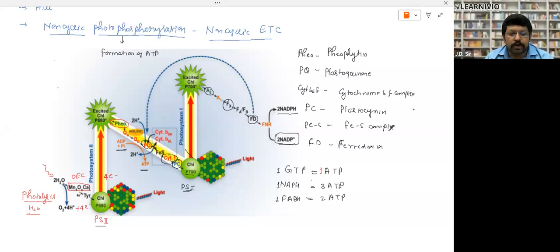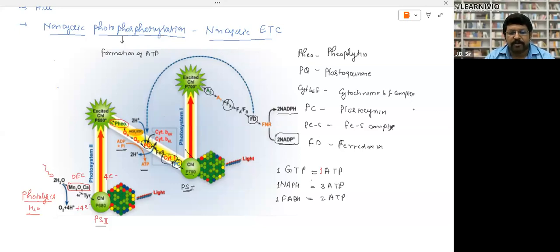Everything that I have encircled you need to note down in your notebook. The rest you can leave. When the electron passes through plastoquinone and the cytochrome B6F complex, formation of ATP takes place from ADP. Then finally, plastocyanin gives the electron to P700, photosystem 1. Again, photosystem 1 takes energy from light and gives it to the electron. The electron gets energy and jumps, getting excited. It reaches A naught, then from A naught to Fx.